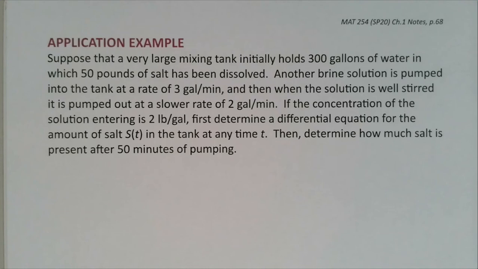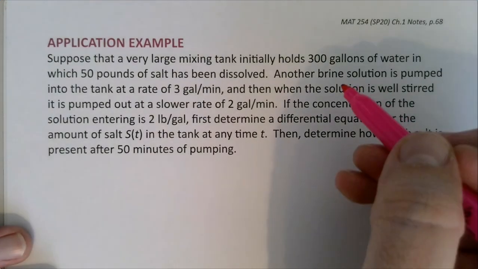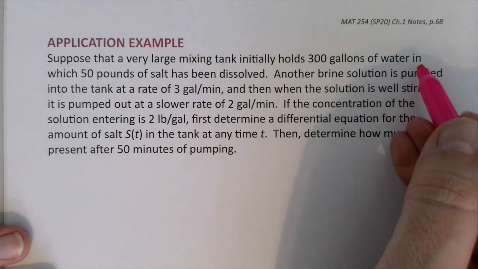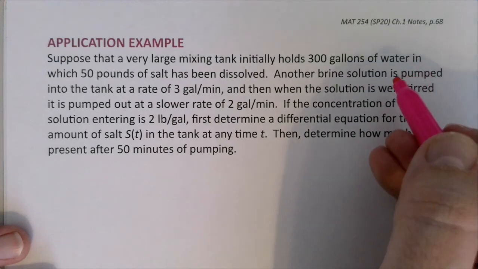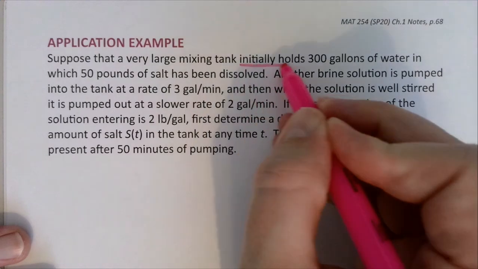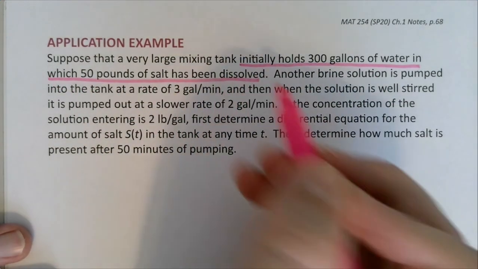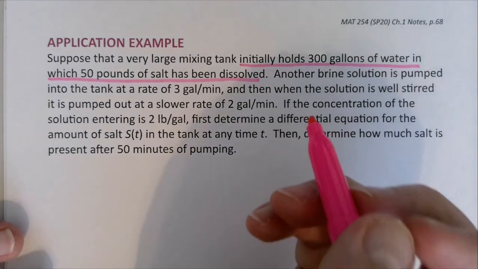So we have one last page in the notes for Chapter 1, and this is an application example, and we're back to mixing tanks. This time we have a mixing tank that initially holds 300 gallons of water in which 50 pounds of salt has been dissolved. So initially is cueing us in that this must be our initial condition right here. So that's useful to keep in mind.